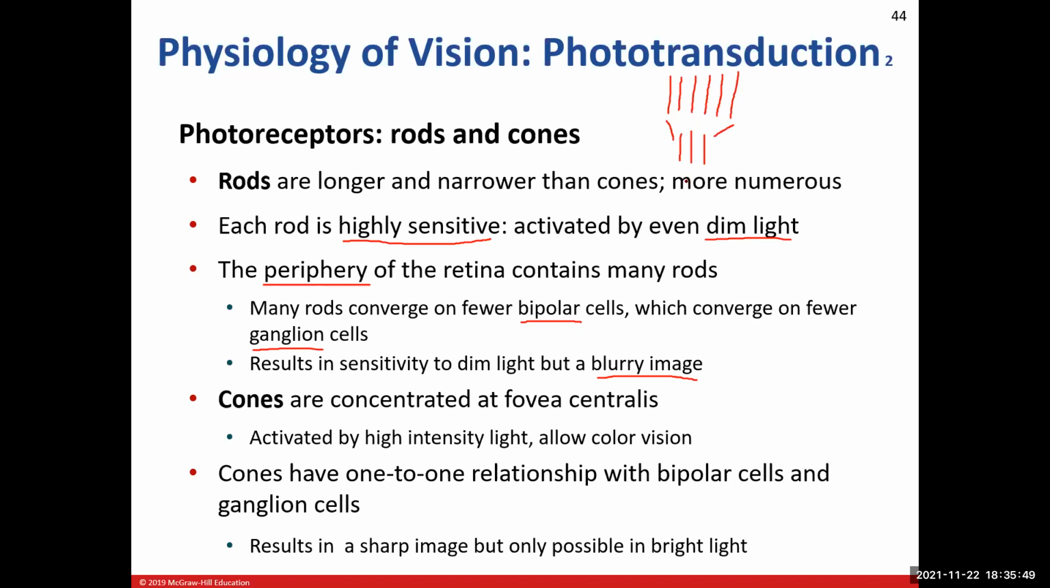Then our bipolar cells will converge onto the next group of cells, which are our ganglion cells. So what we're seeing is what we call neuronal convergence, similar to what we saw when we were talking about the sympathetic nervous system. You're going to have like 100 rods converge onto, say, 50 bipolar cells, and those 50 bipolar cells will converge onto like 25 ganglion cells. Because of this makeup, we're not going to have a very good image. The image sharpness will be compromised because of that.